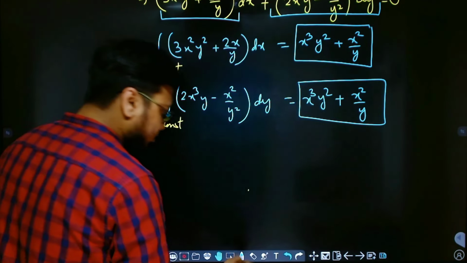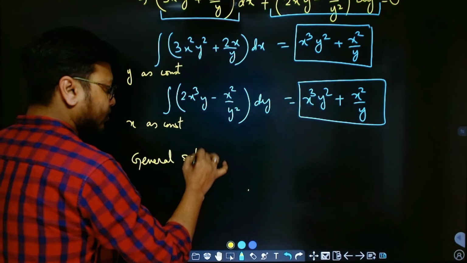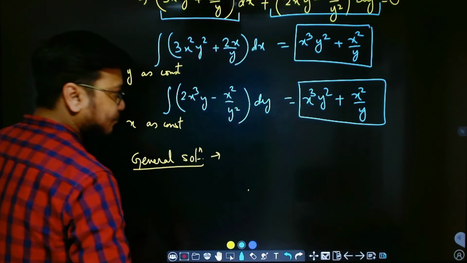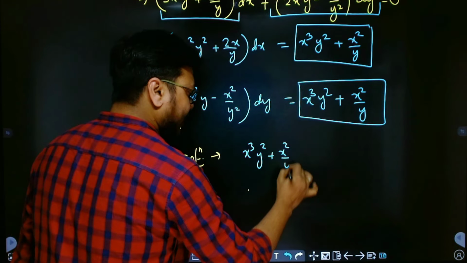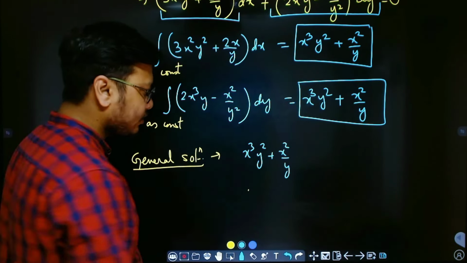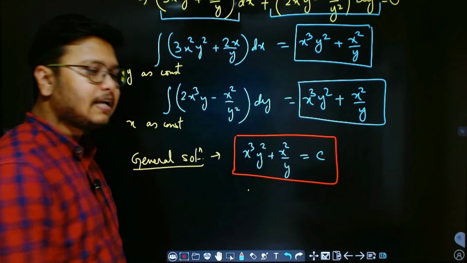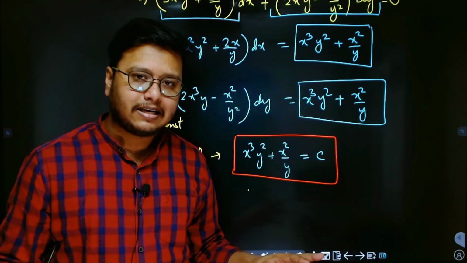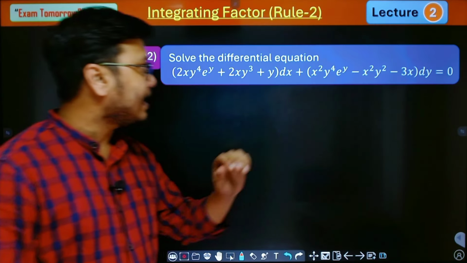So that means my general solution is going to be x cube y square plus x square by y. I'm just going to take it once because the same terms are repeated in the second integration, equals c, and this is my final answer. I hope that's clear. So let's quickly move on to our next question.